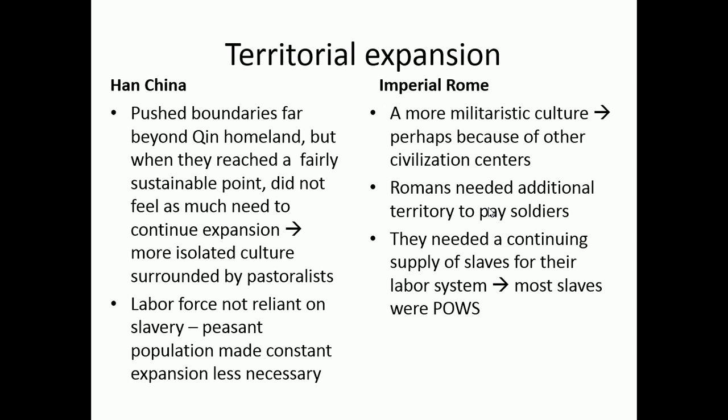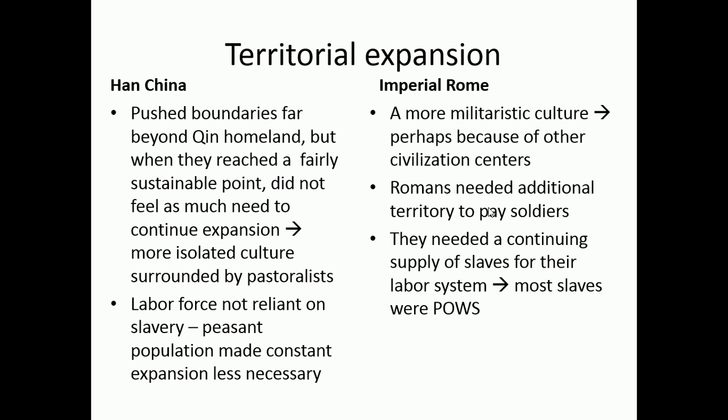In Rome, there were all kinds of civilization centers around it, and so perhaps it felt more threatened and a greater need to expand. They also usually paid their soldiers in plots of land. So if you're going to pay your soldiers in plots of land, you also have an incentive to continuously expand. And slaves. I think this is probably the big one.